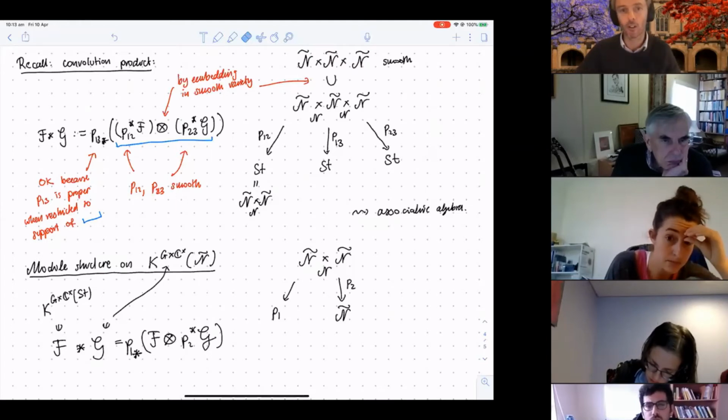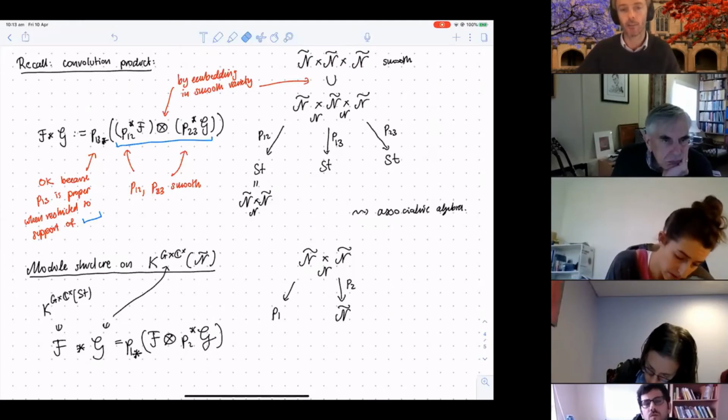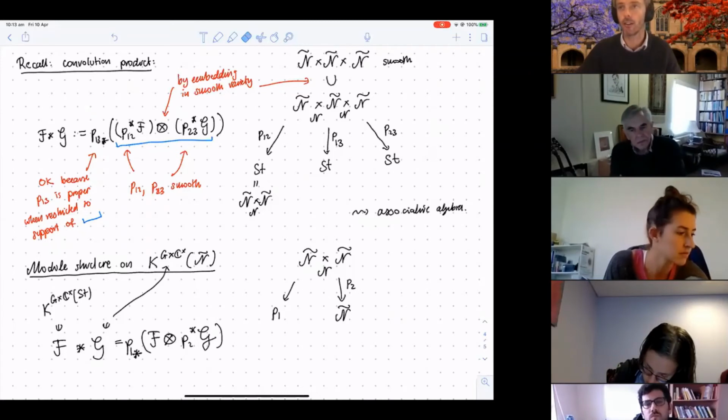But you could also do this for other subsets. So another very important case would be to take the inverse image of 0. So then we get the equivariant K theory of the flag variety. And then a very similar formula will give you a module structure on this.